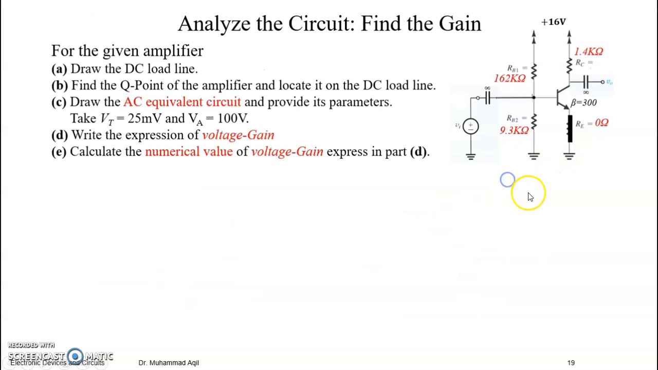And basically you have these questions for the given amplifier. Draw the DC load line, find the Q point of the amplifier and locate it on the DC load line. Draw the AC equivalent circuit and provide its parameters by taking these constant values. Write the expression of voltage gain. Calculate the numerical value of the voltage gain, which you express numerically here.